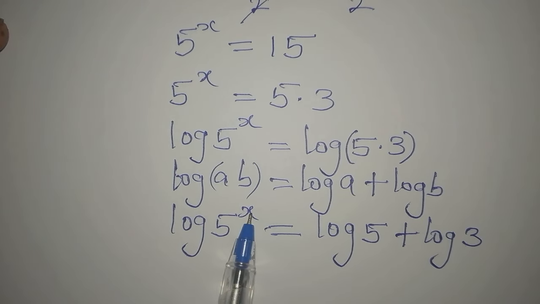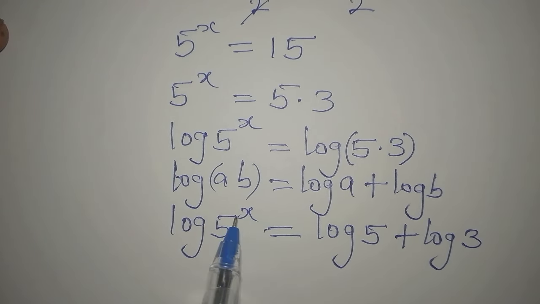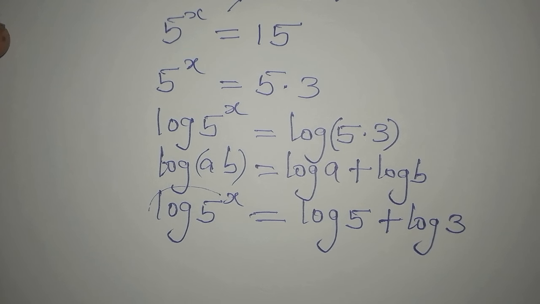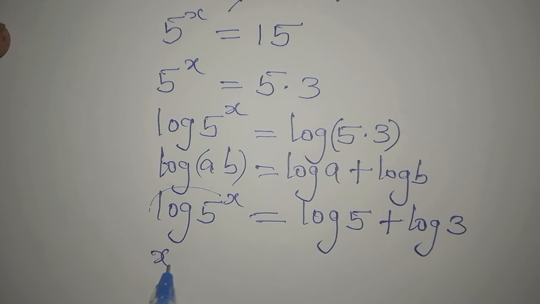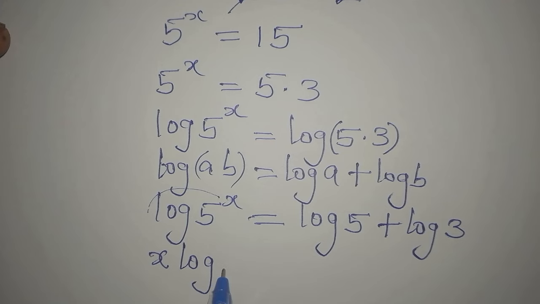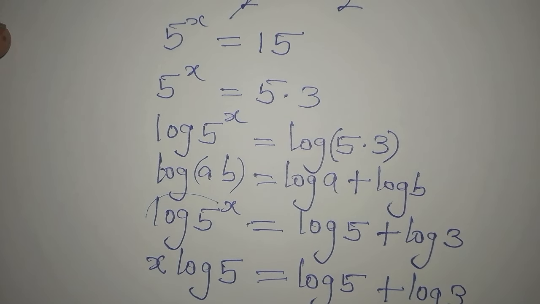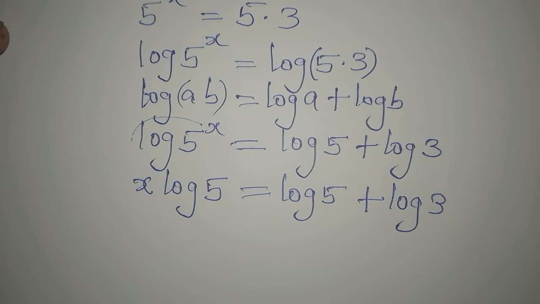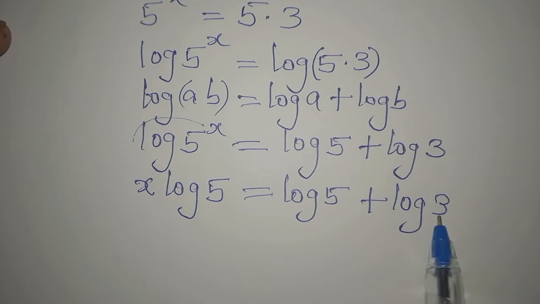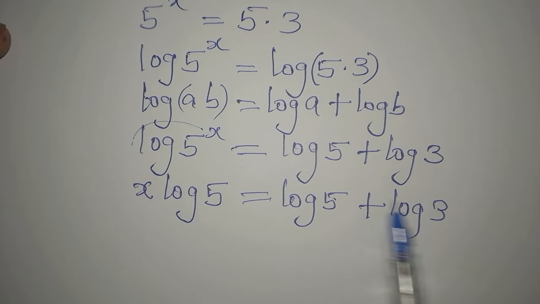Now this power here will go behind. So if it does that, we'll now have x log 5 equals log 5 plus log 3. Okay, do not make any mistake to say that log 5 plus log 3 is log 8. You cannot add this and call it log 8, right?